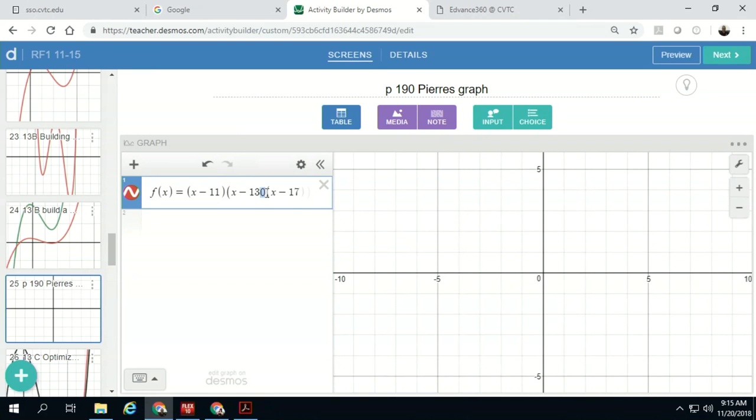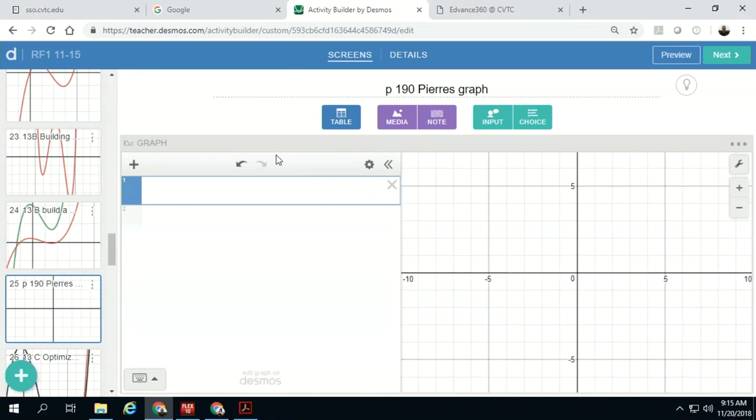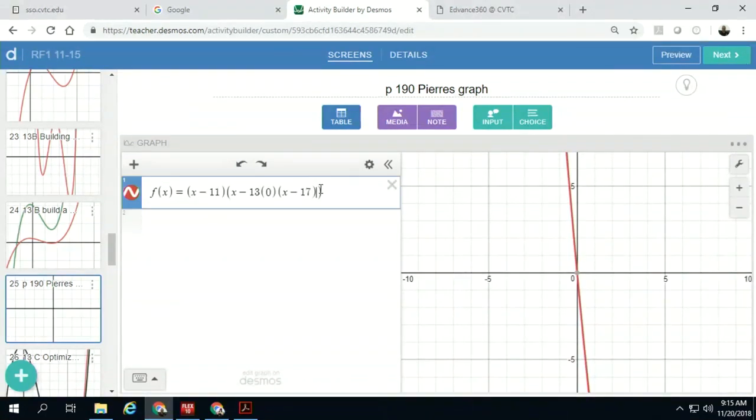Ooh, one of us made this not right. Times, what did I do? Times x minus 13. What? Times x minus 17 times x minus 20. Okay, it's not appearing on my graph. Why is it not appearing on my graph? My window is screwed up, right?